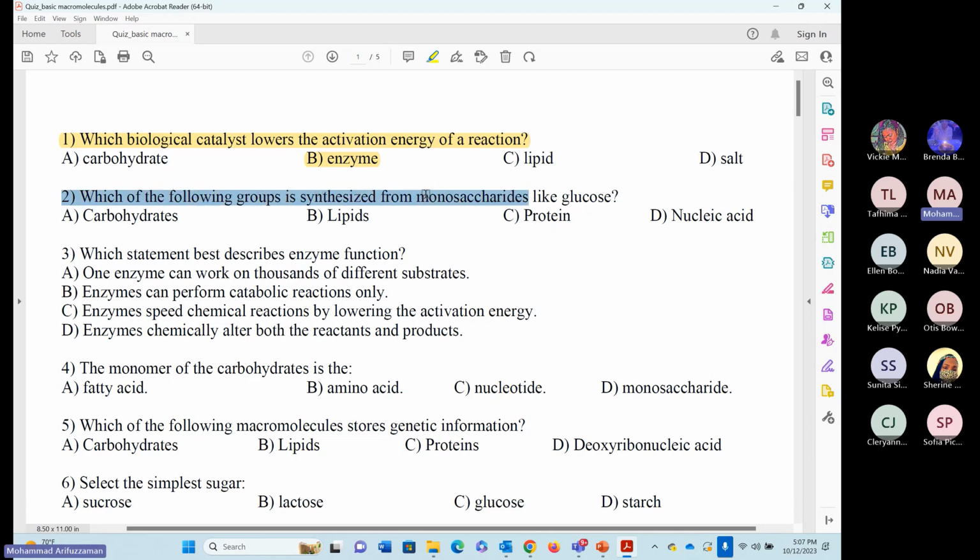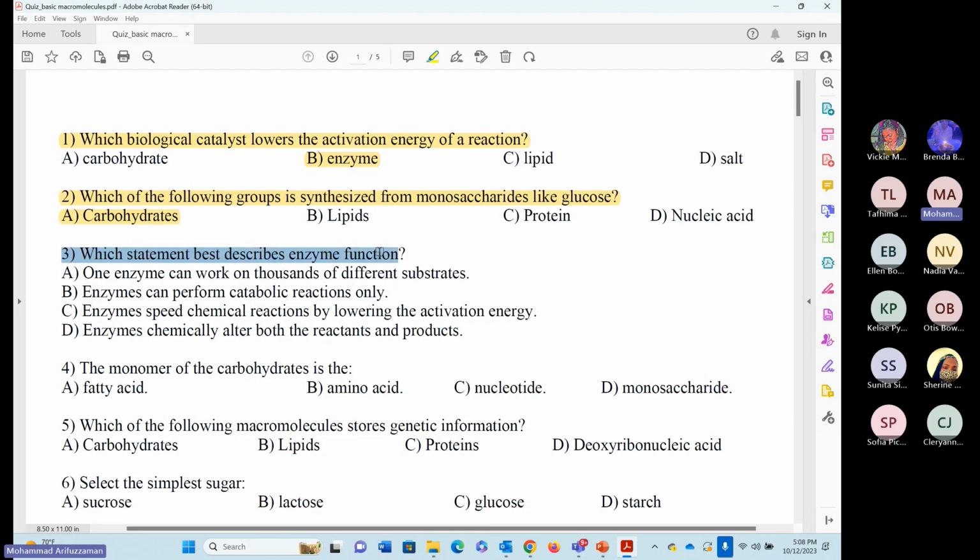Which of the following groups is synthesized from monosaccharides like glucose? Carbohydrates, correct. Carbohydrates are macromolecules, and carbohydrates are organic molecules. We discussed in the class that organic molecules are bonded with carbon and hydrogen. The organic molecules are carbohydrates, lipids, proteins, and nucleic acids. And carbohydrates contain monosaccharides like glucose.